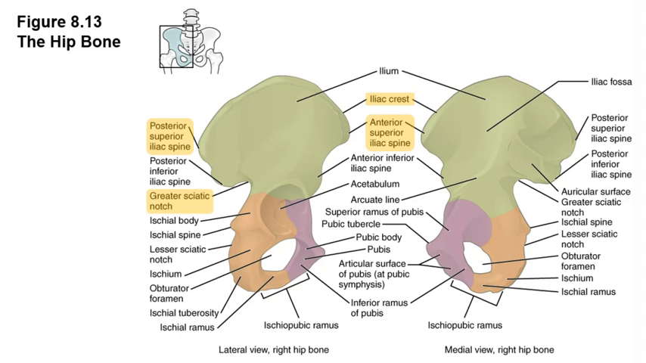Returning to figure 8.13 and locating the iliac crest, we can follow it forward to the anterior superior iliac spine and then follow it back and arrive at the posterior superior iliac spine. The greater sciatic notch is a deep notch located near the border between the ilium and the ischium.